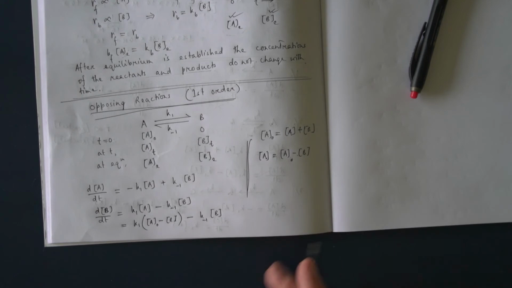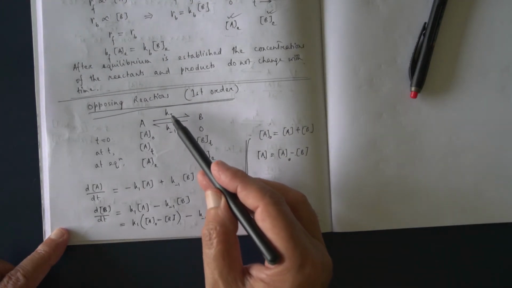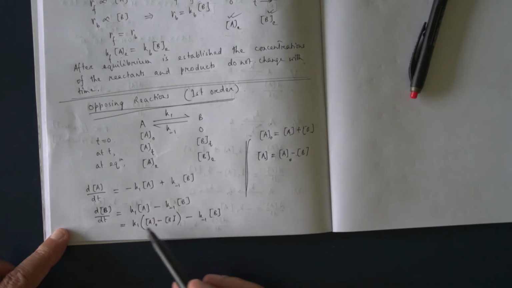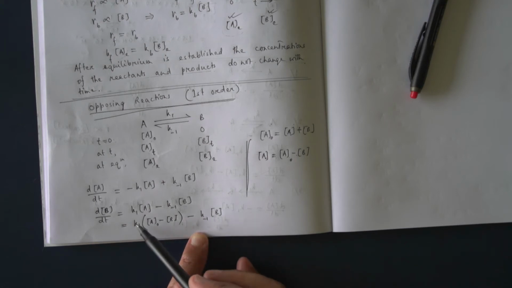We are going to find out an expression for the rate constant. But here we see there are two rate constants, k1 and k minus 1. So what we do is that we will try to replace k minus 1 in terms of k1.